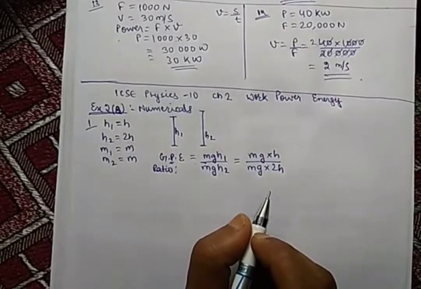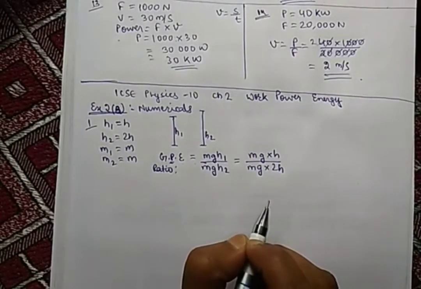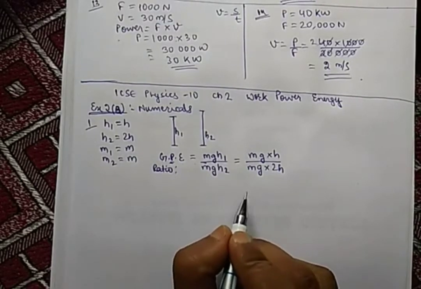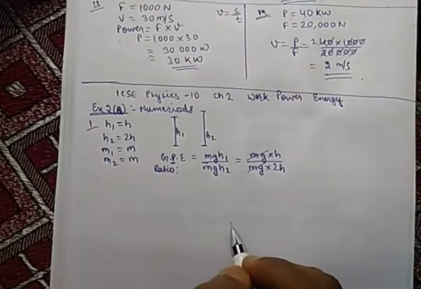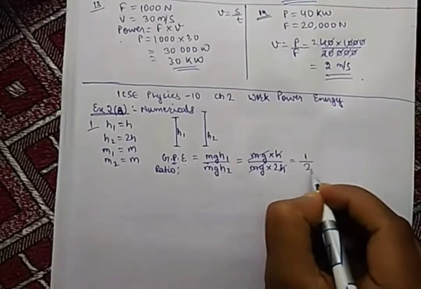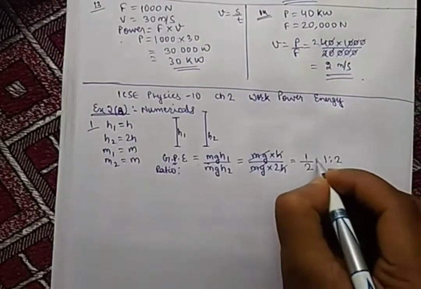Since the bodies are at some height, the gravitational pull will be the same. g is equal to 10. So mass and gravity will cancel out because they are the same. h and 2h will cancel, 1 by 2 will come. So the ratio is 1:2.